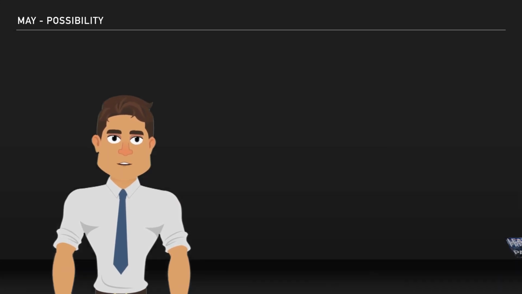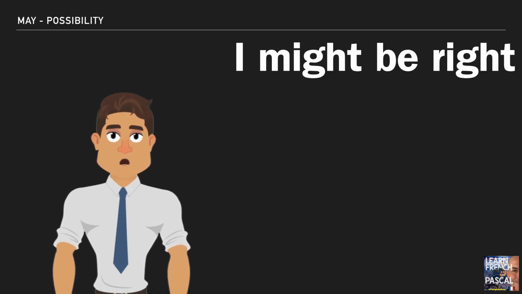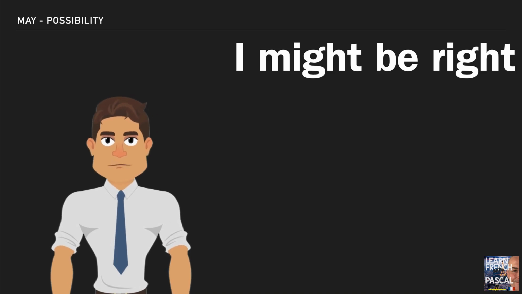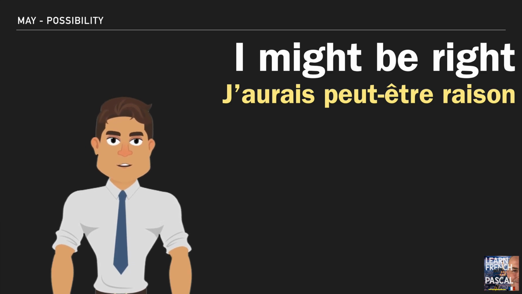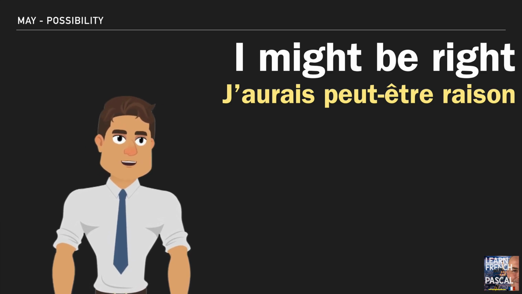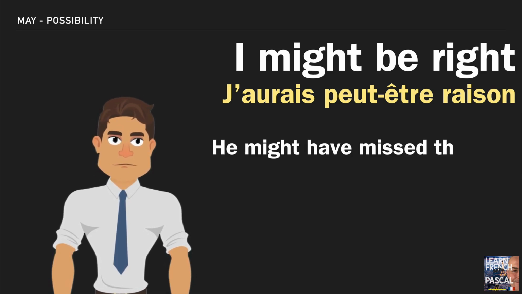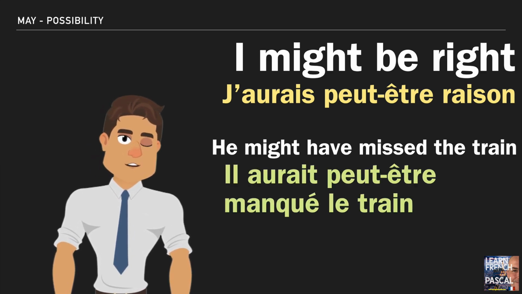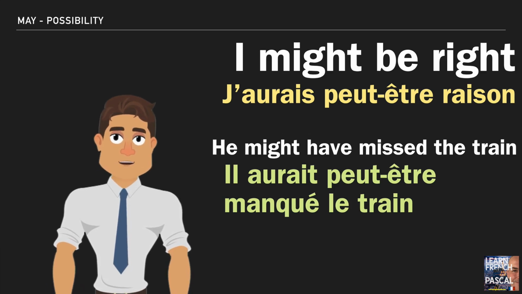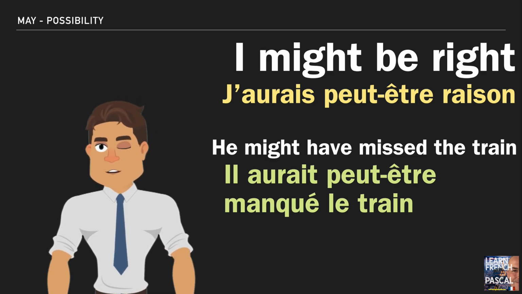Well, when it's possible, of course, when you don't have an expression like this one, instead of I may be right, we are going to translate I might be right. You remember that to be right is an expression, so the translation will be j'aurais peut-être raison, and here the verb to have is in the conditional mood. J'aurais peut-être raison. He might have missed the train. Il aurait peut-être manqué le train. So it's not quite sure, so that's why we use the conditional in French. Il aurait peut-être manqué le train.